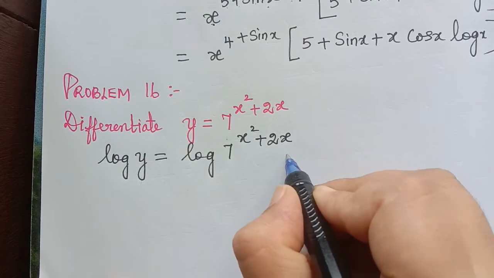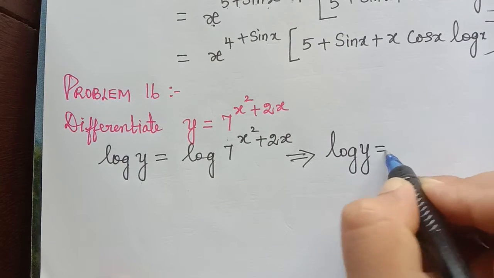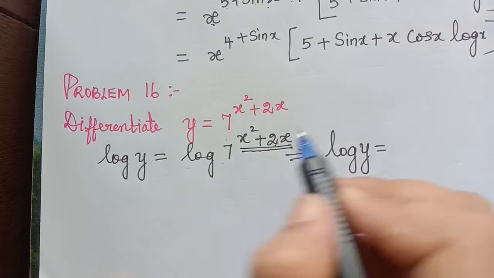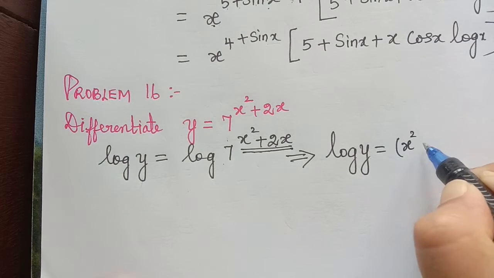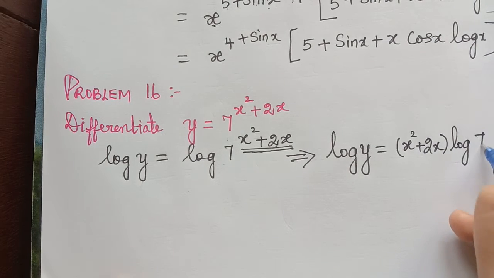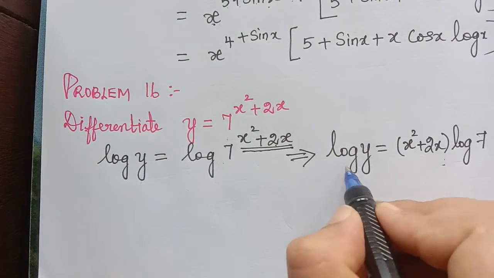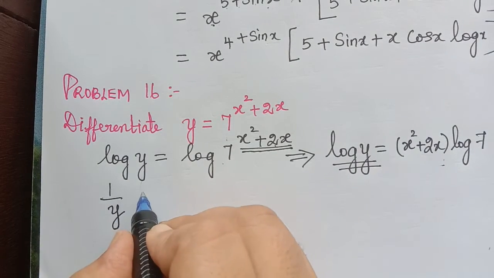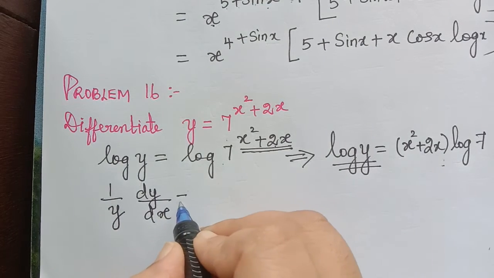Now applying the logarithmic rule over here, we get log y to be equal to this x squared plus 2x, which is in the power of 7, comes in multiplication with log 7. So it becomes x squared plus 2x multiplied with logarithm of 7. Now we shall differentiate on both the sides with respect to x. And so the differentiation of log y is 1 by y. And again multiplying with the differentiation of y, we get dy by dx to be equal to.